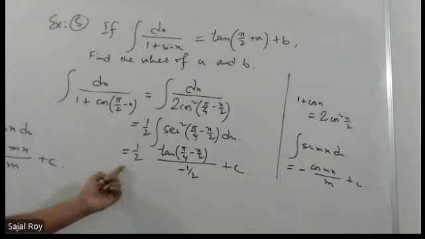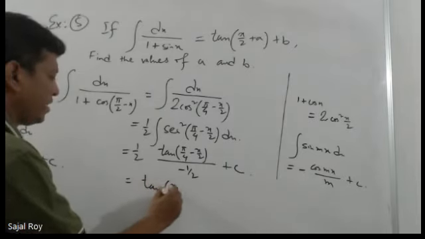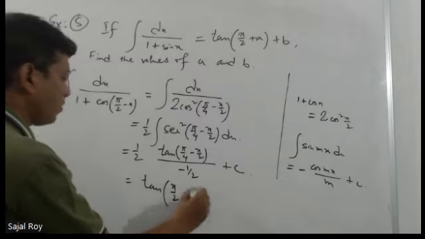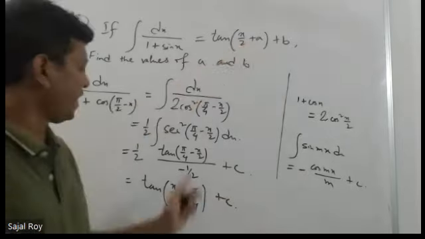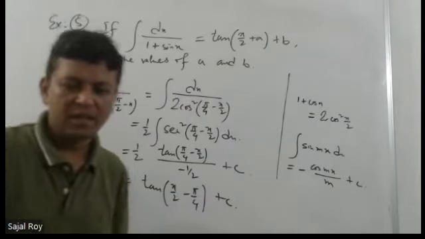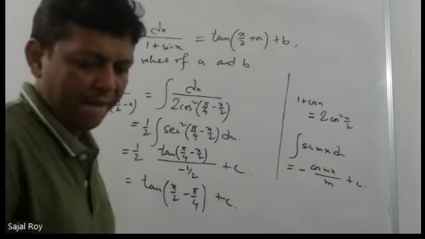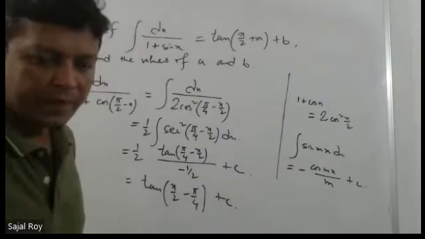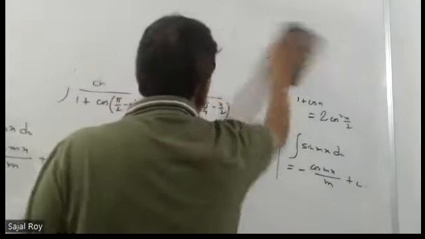So half gets cancelled with minus. So you can write tan of x by 2 minus pi by 4 plus c. So if you compare with this, your a is minus pi by 4 and b is the arbitrary constant. Have you understood the point? Yes, sir. Okay. So let me write the next question.